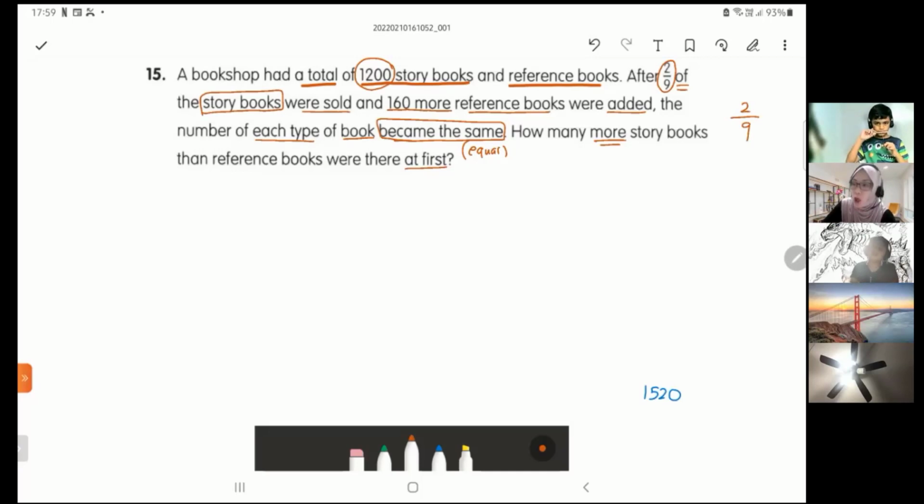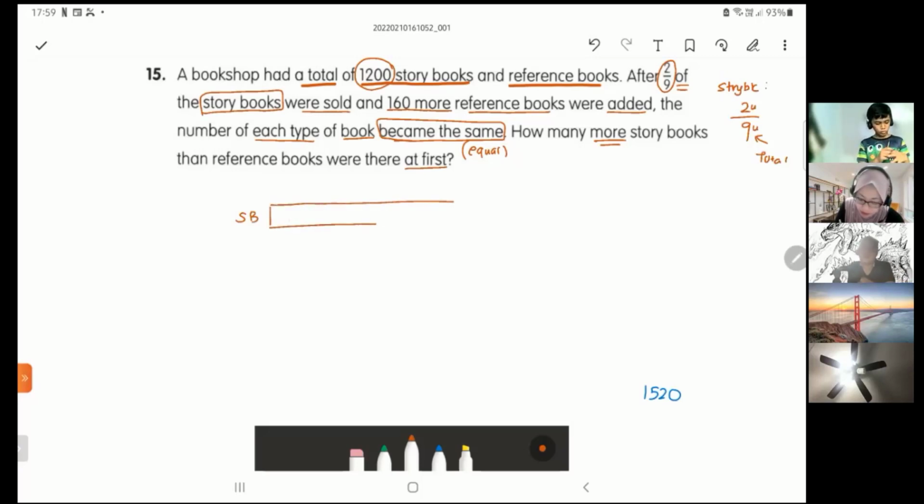2/9 of the storybooks. So which means 2 units, 9 units. This is the storybook total. So the storybook total is 9 units. So we are going to draw out 9 units for the storybook, right? Storybook, I put SB, okay? 9 units.